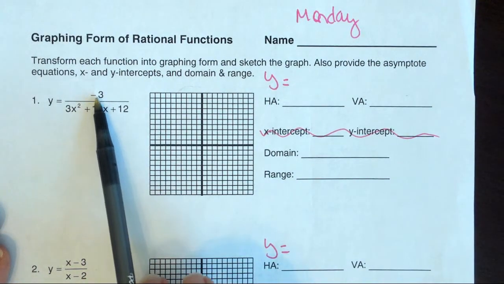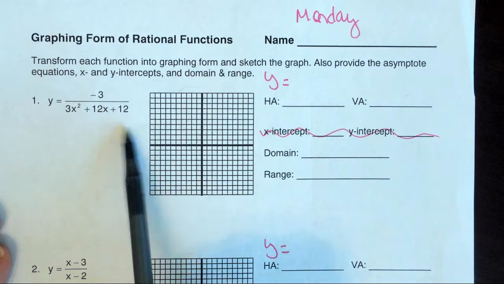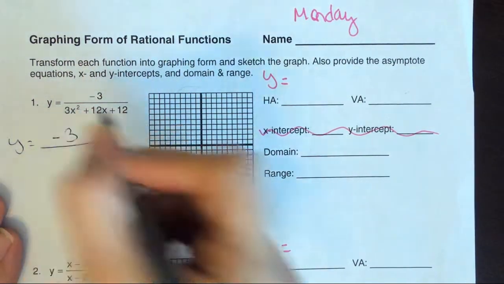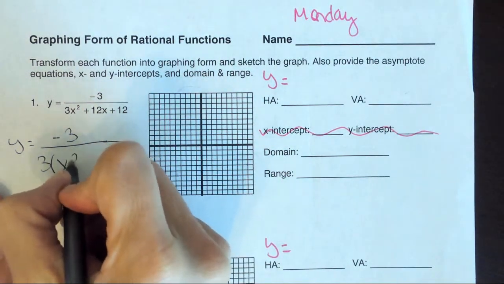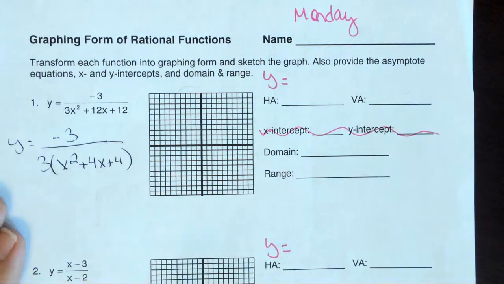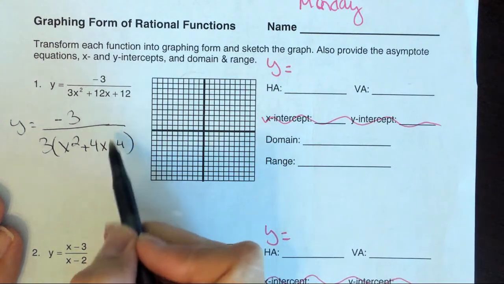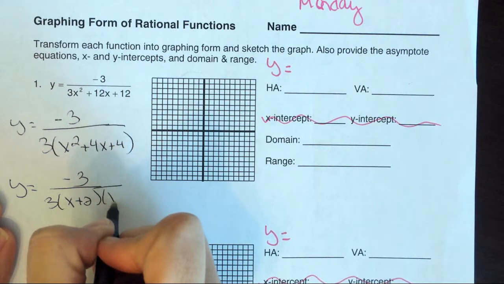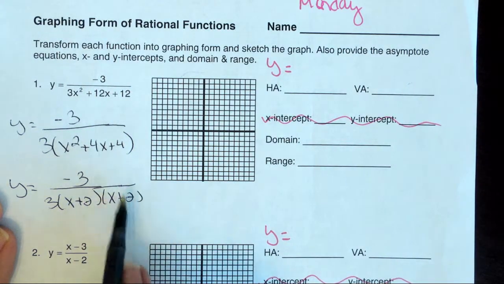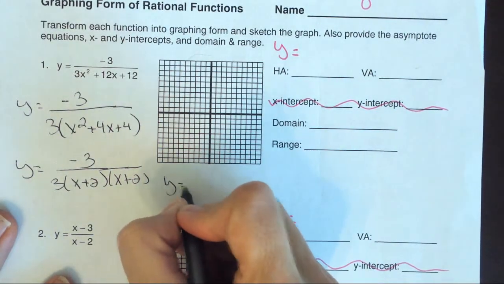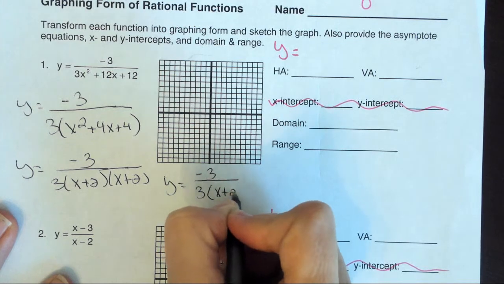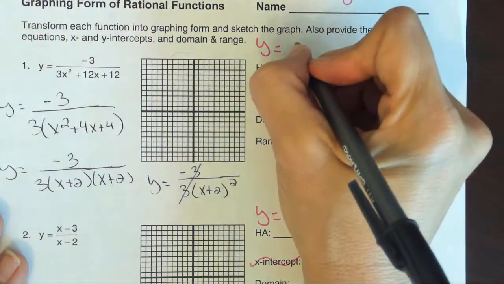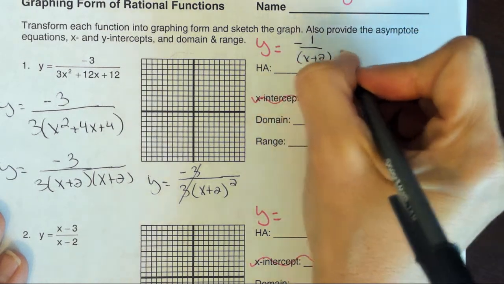So on number 1, it says -3 over 3x squared plus 12x plus 12. What we need to do is start by factoring if we can. On this one we can. On the top I still have -3. On the bottom I can pull out a GCF, and I end up with x squared plus 4x plus 4. This piece can still be factored. I know there are factors of 4 that add to 4, and those are x plus 2 and x plus 2, because 2 times 2 is 4 and 2 plus 2 is the middle term. Now I can rewrite this as y equals -3 over 3 times (x plus 2) squared. These 3's are going to cancel, so my graphing form is -1 over (x plus 2) squared.